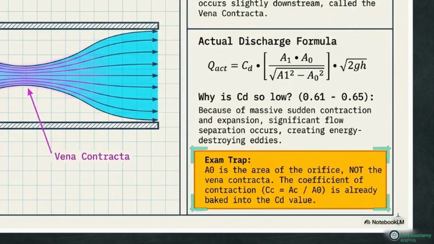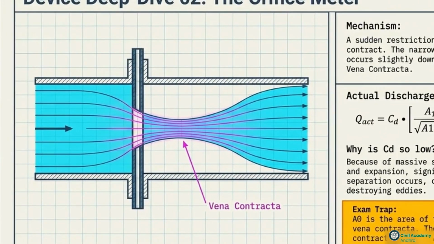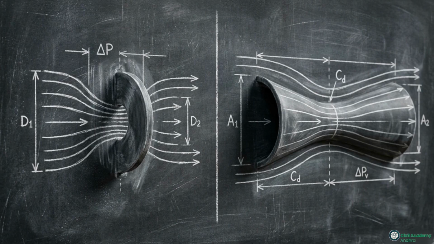The orange box clarifies the area variable, A0. In calculation, this represents the diameter of the physical orifice plate itself, rather than the slightly smaller diameter of the vena contracta jet. The orifice meter proves that cheaper physical designs exact a heavy mathematical penalty, trading efficiency for economy.